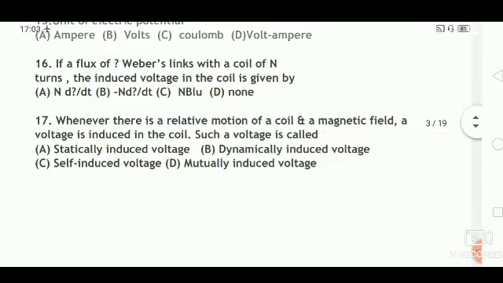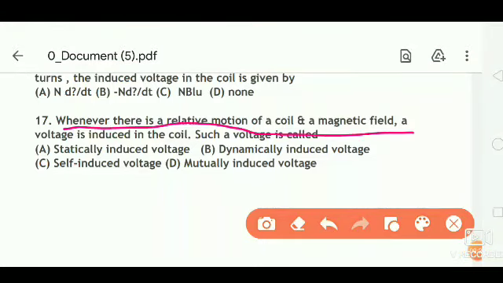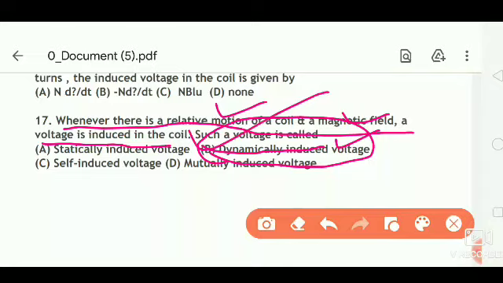So the next question is, when there is a relative motion between the coil and the magnetic field, a voltage is induced in the coil. Such a voltage is called: option A statically induced, option B dynamically induced voltage, option C self induced voltage, option D mutually induced voltage. Here with the relative motion of the coil and the magnetic field we get the induced EMF in the coil, and such a voltage is dynamically induced voltage. So option B is the right answer.